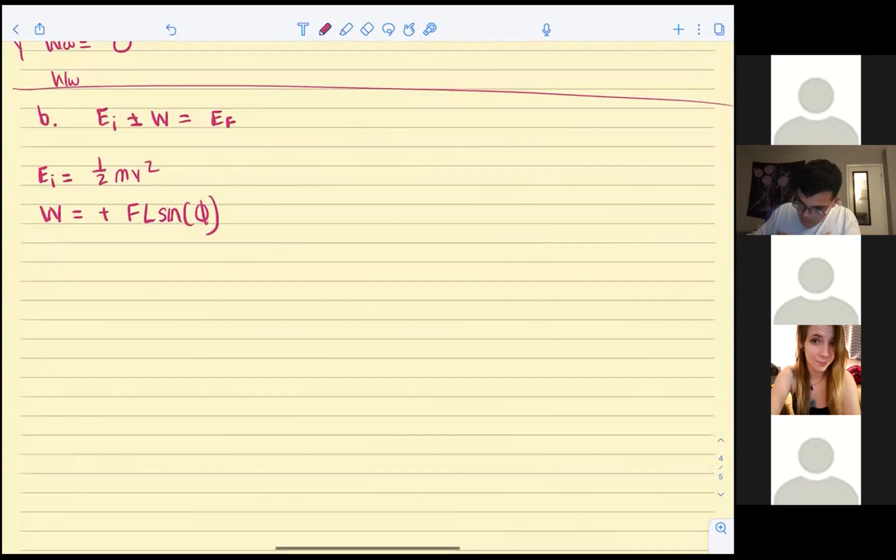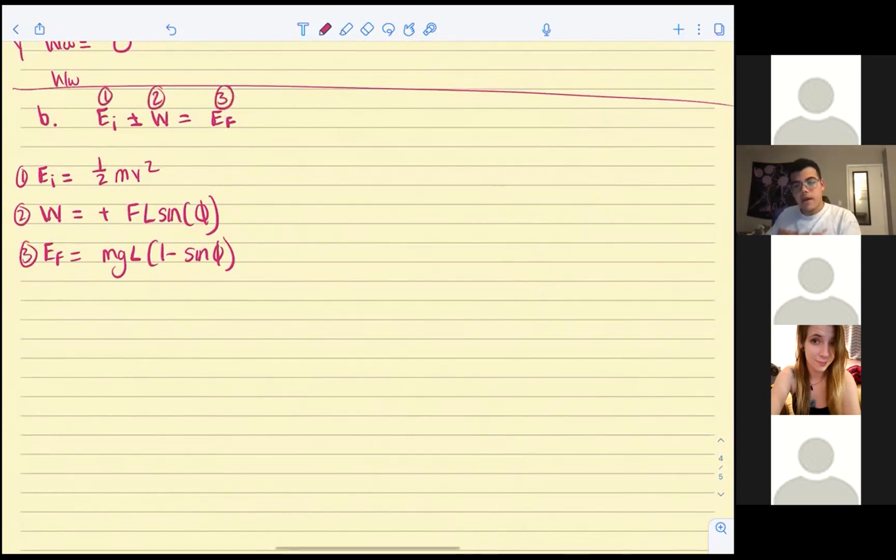What's E final? It's a mirror of the other. The only thing is that phi and theta are not equal to each other. So 1, 2, 3, right? You see how there's a pattern here? Like we're just defining 1, 2, 3, 1, 2, 3. 1 plus or minus 2 equals 3. Not more complicated than that. It really isn't. It doesn't matter what the problem is in general. You can solve this using this method.